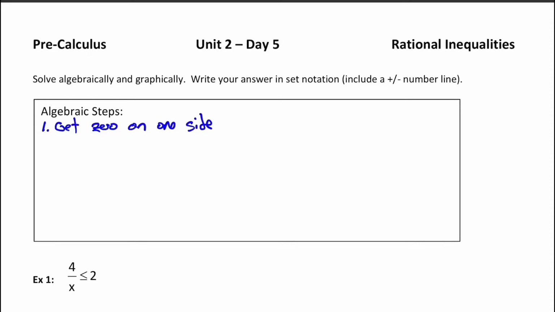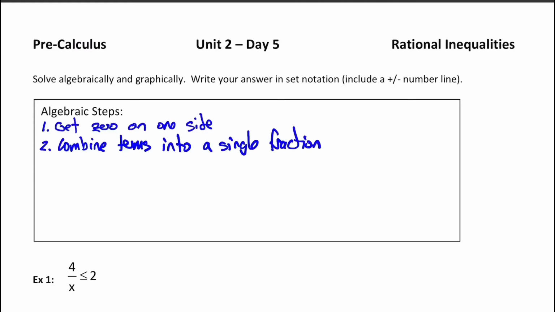So if there's any terms on the other side of the inequality, you want to subtract them over, add them over, whatever it takes to get them over on the other side. Then what you need to do is combine terms into a single fraction. And you can do that by getting common denominators.